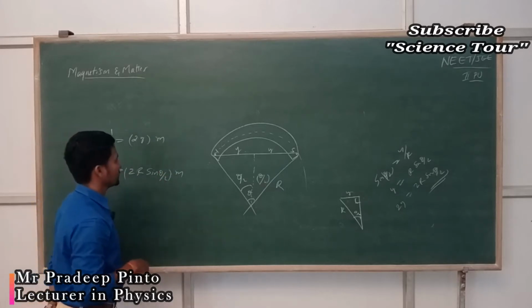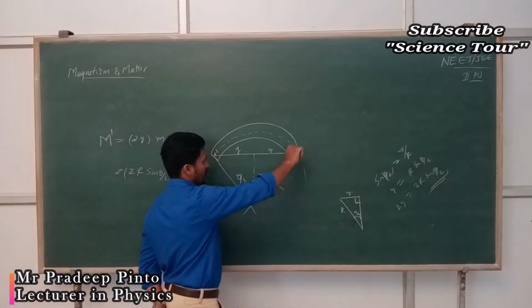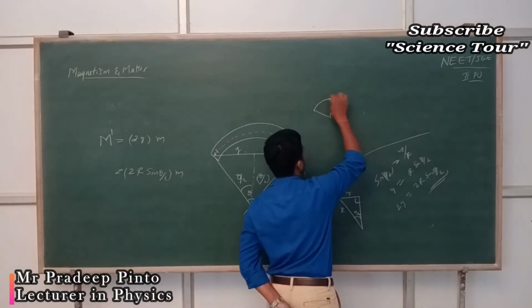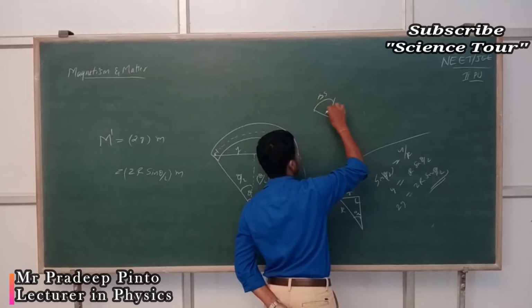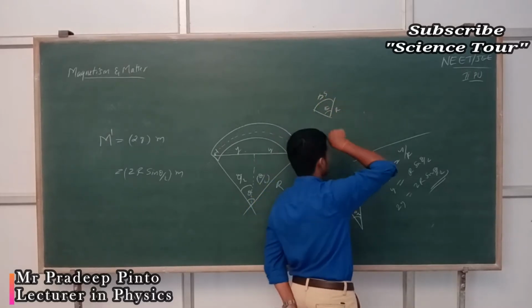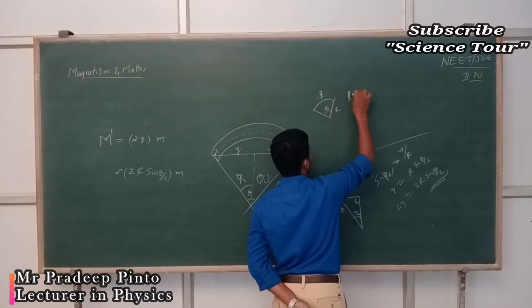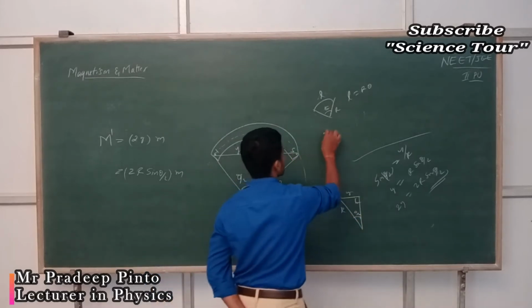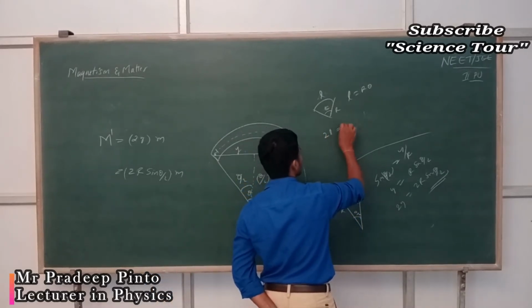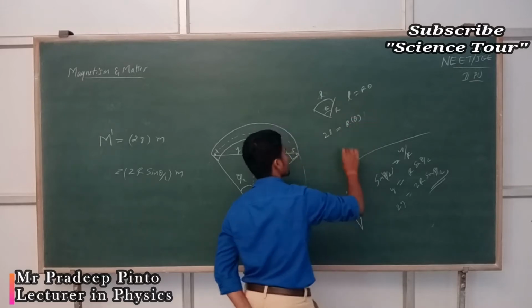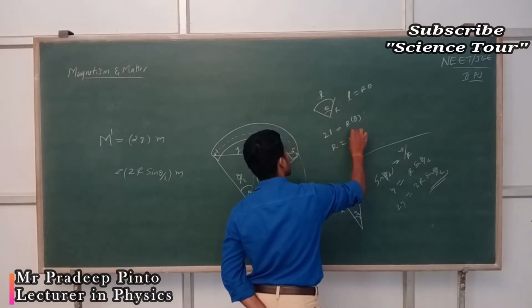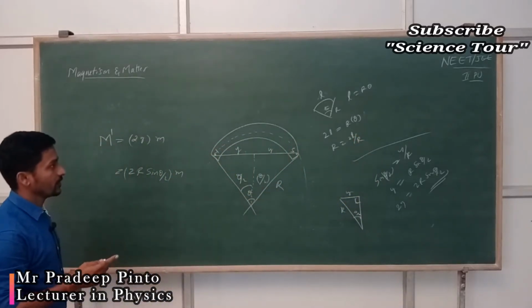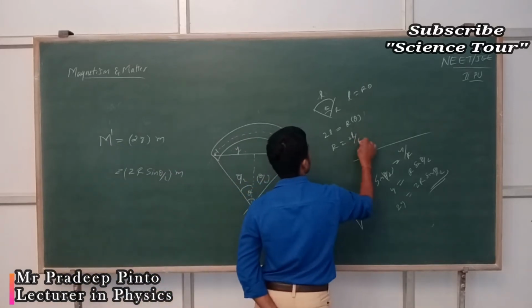But what is r? We have a ratio, this formula is there. If it is delta S, then L is equal to R theta. It is a trigonometry formula: L is equal to R into theta. Here also the total length is 2L, so 2L is equal to R into theta. So R is equal to 2L by theta.